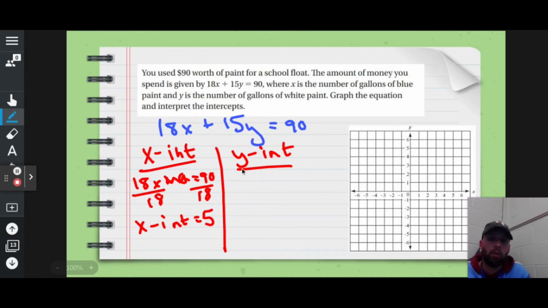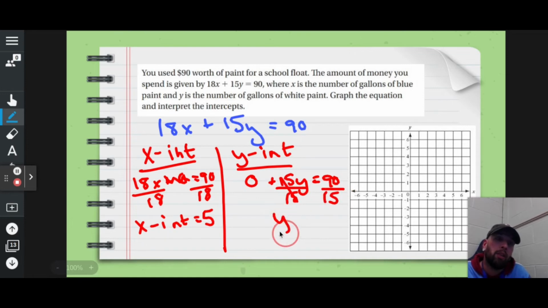Okay, I'm going to do the same exact thing with the y-intercept. If I pretend that x is nothing, then that leaves me with nothing plus 15y equals 90. Divide by 15, divide by 15, and 90 divided by 15 is 6. So my y-intercept is 6.